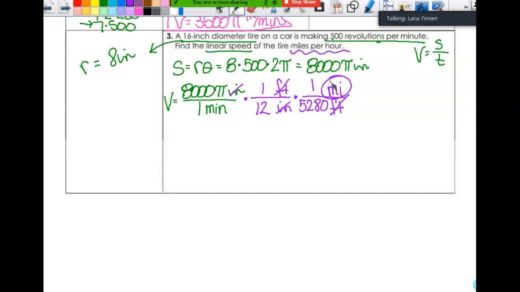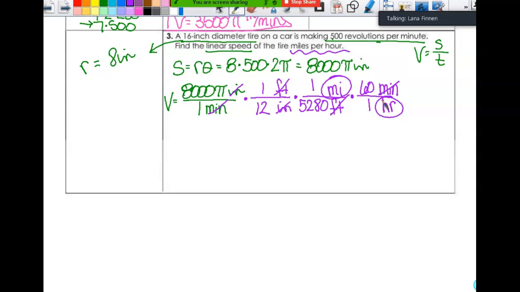But now I have minutes, and I need it to be hours. So minutes are down here, so they need to be up here so I can cancel them out. And I can change minutes to hours. I know for every 1 hour, there is 60 minutes. So those cancel out, and now I have my miles and my hours. Okay?